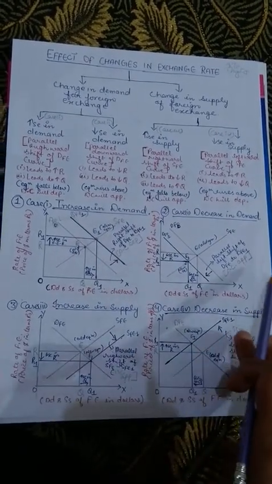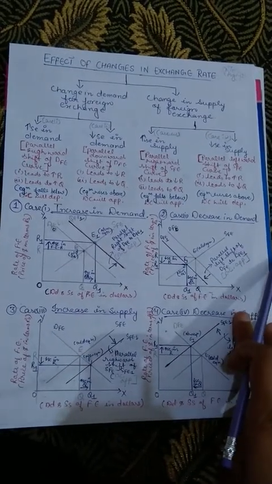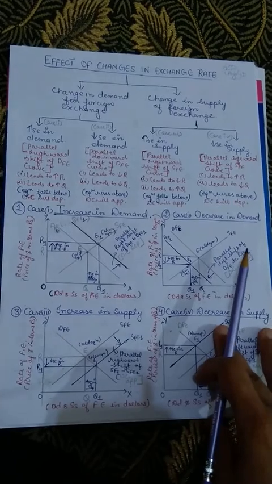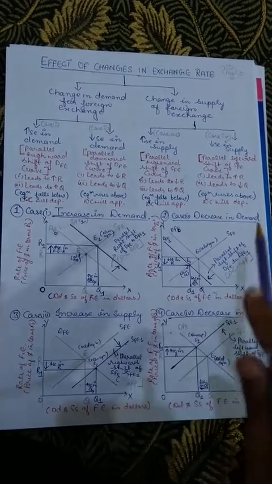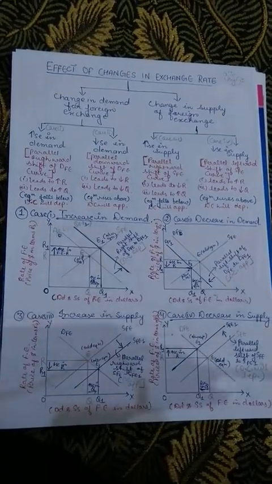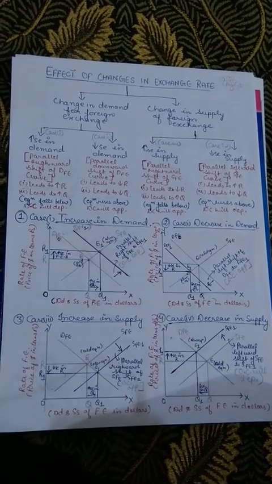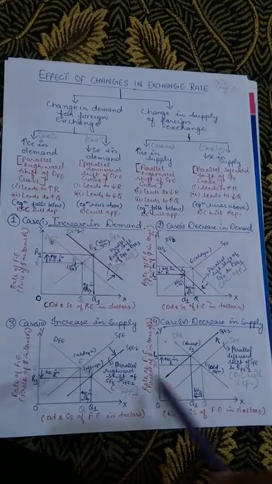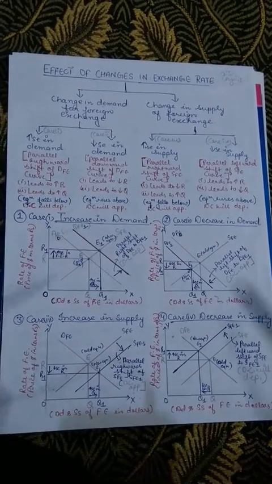and your quantity has increased to Q1. So due to the increase in supply of foreign exchange, what is happening? Your exchange rate is decreasing, and your quantity of foreign exchange is increasing, and you are getting a new equilibrium which is below that one.